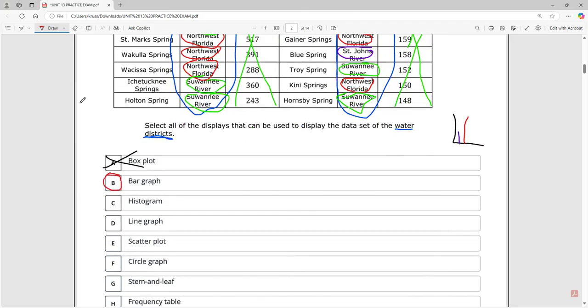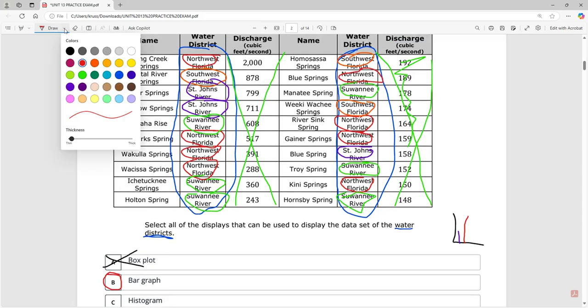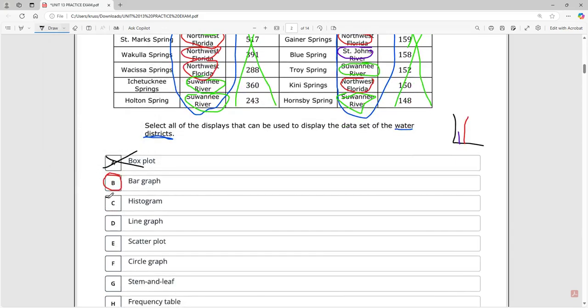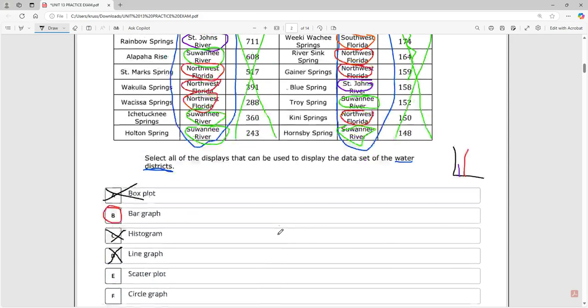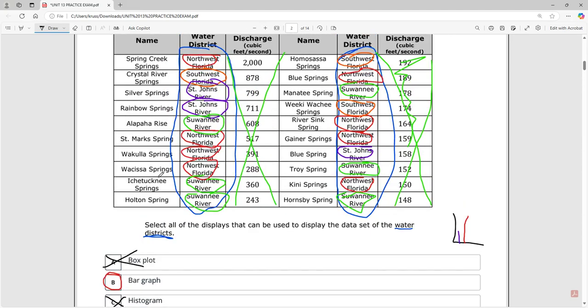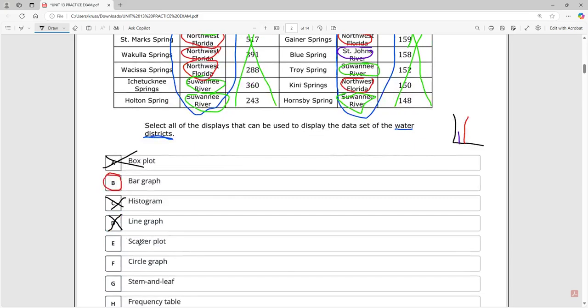Will a histogram work? No. We need to be able to put stuff in bins with numbers and ranges, and we don't have numbers and ranges in the water districts, so that doesn't work. Neither will a line graph, because a line graph is used for bivariate numerical data. We have bivariate data here, but both categorical and numerical. Will a scatter plot work? Nope, again, that needs two numerical variables.